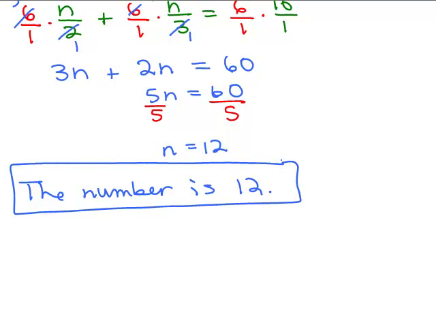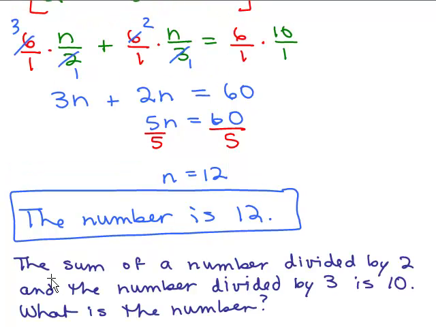All right, now let's go back and remember what the original problem was. Okay, the original problem stated the sum of a number divided by 2 and the number divided by 3 is 10. And then we found the number, and it looks like the answer is going to be 12. But let's make sure. If it's 12, we're going to do the sum of the number divided by 2. Okay, so we're going to add two things, right? So here's my check. We're adding two things.